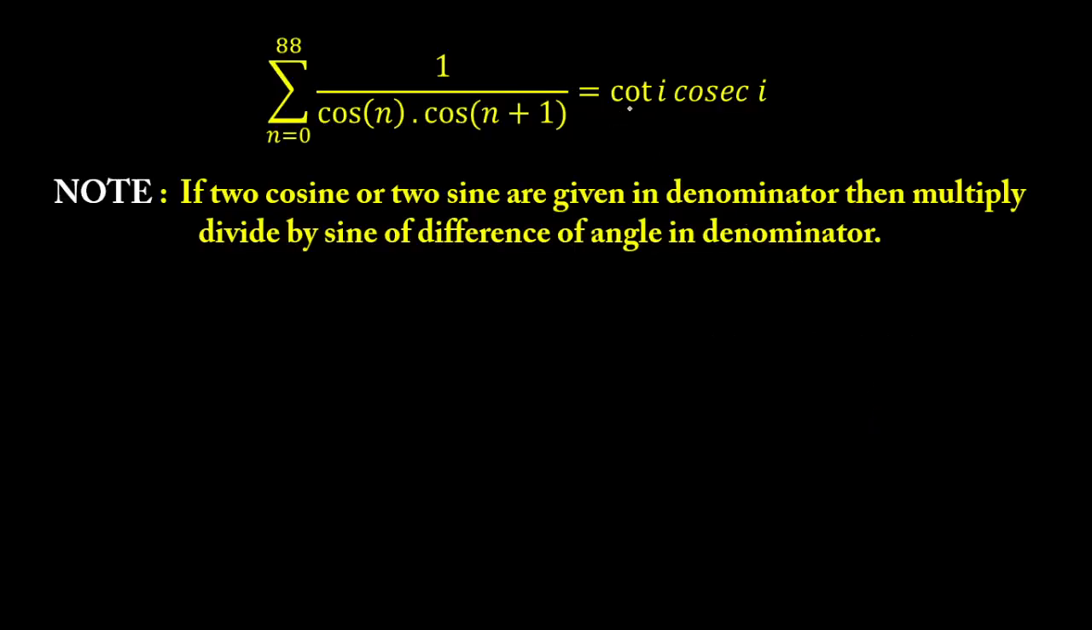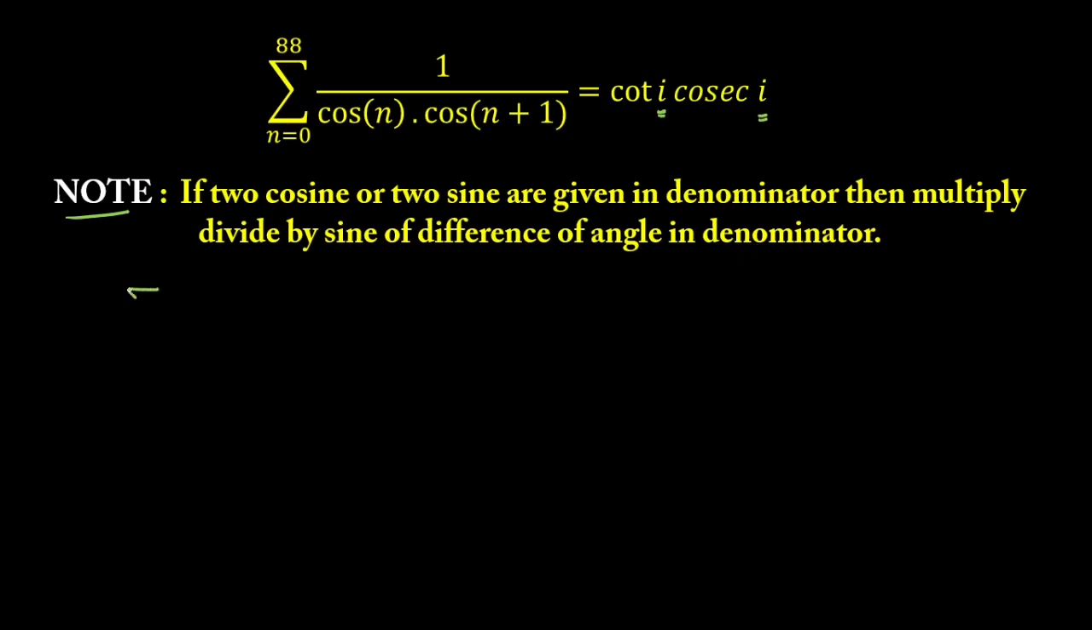Our motive is to calculate the value of I for which the sum of 89 terms is equal to this expression. This is one of the classic examples of a telescopic series and it is a very interesting problem. There is a particular method to tackle this kind of problem, and the method is given by this note. The note says that whenever two cosine terms or two sine terms are given in the denominator, we have to multiply and divide by the sine of the difference of the angles in the denominator. I'll explain what the note is saying.